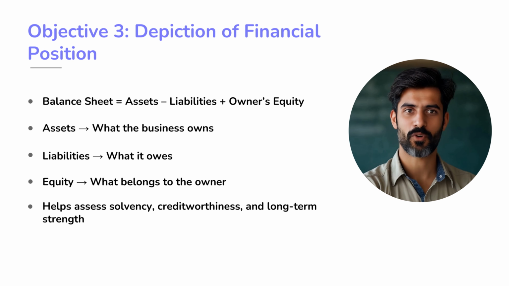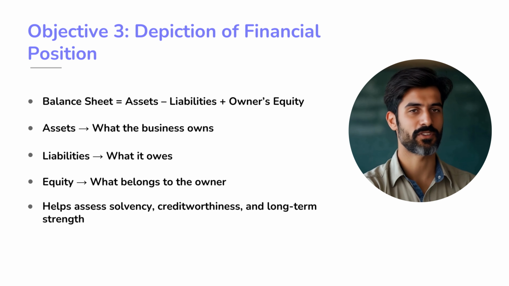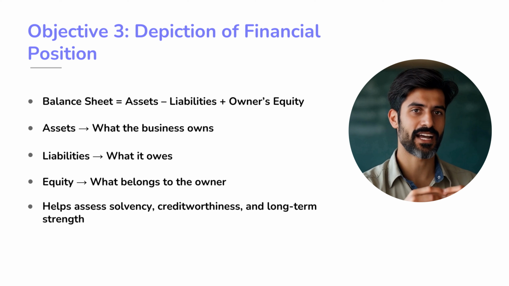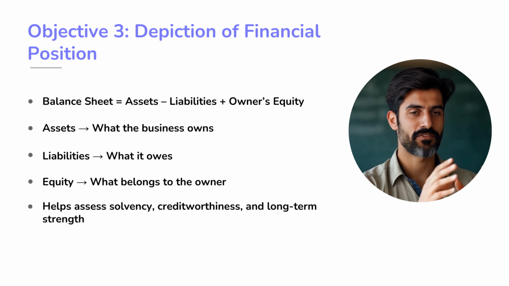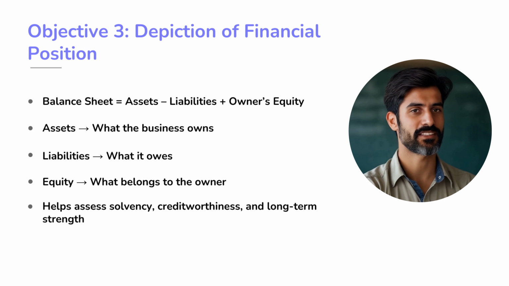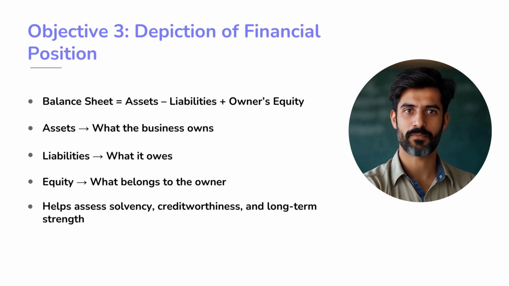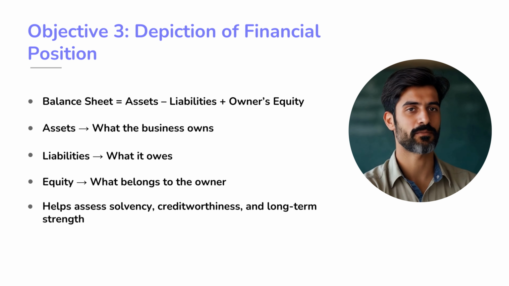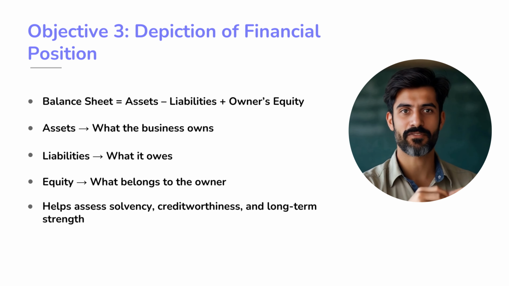Knowing profit is important, but knowing the financial position is equally crucial. The third objective of accounting is to show the organization's assets and liabilities at a given time, typically at the end of the financial year. This is done through the balance sheet. It tells us what the business owns, what it owes, and how much equity the owner holds. It's like a financial snapshot that helps managers and investors judge the health of the business.